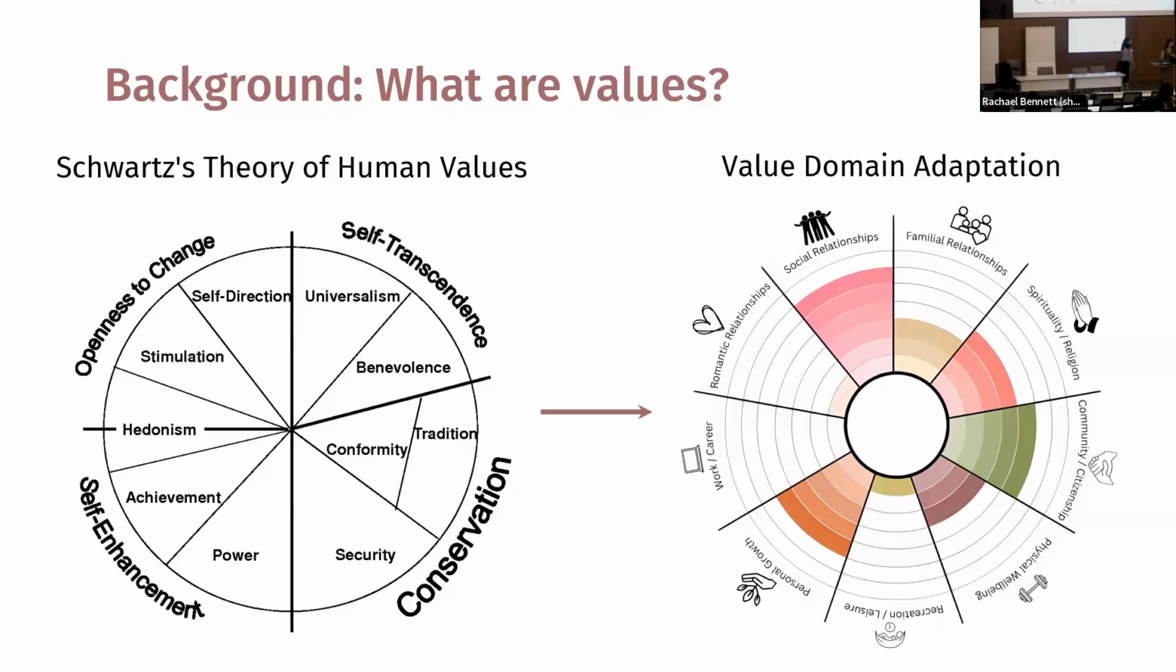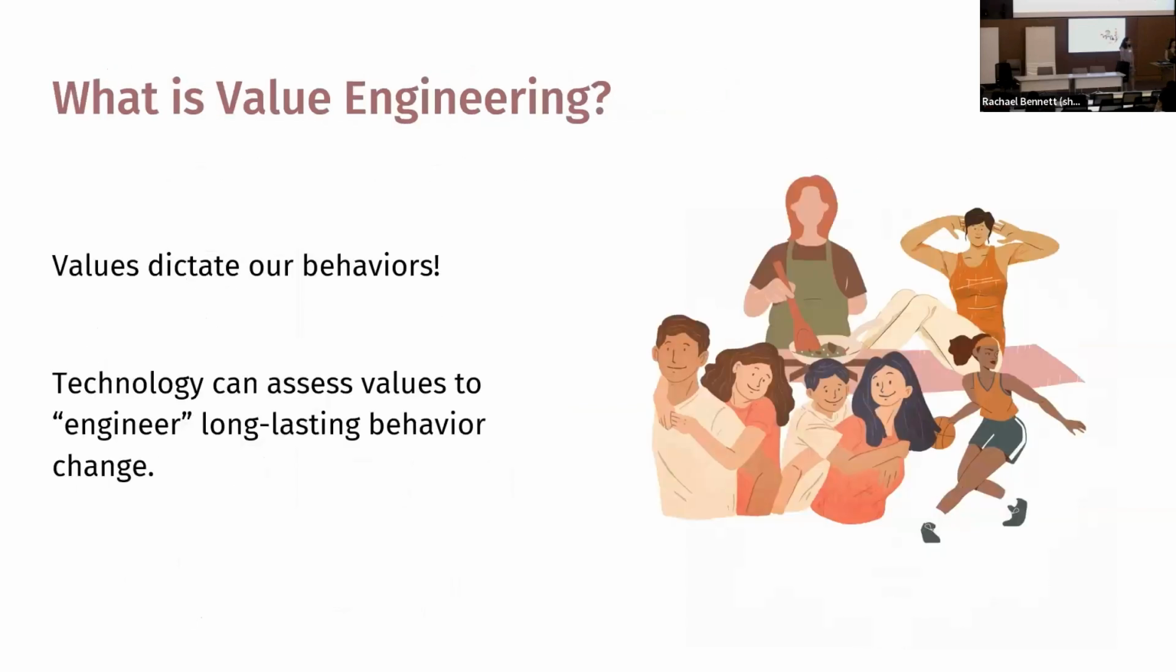While the values in the original theory are rooted in abstraction and often difficult to quantify in day-to-day life, these domains are intended to be exhaustive and directly associated with the different ways in which people can spend their time. The intention behind this framework is to facilitate a better understanding of human values, specifically in a computational research and mobile application setting. So what exactly is value engineering? Well, values dictate our behaviors. Technology can assess values to engineer long-lasting behavior change.